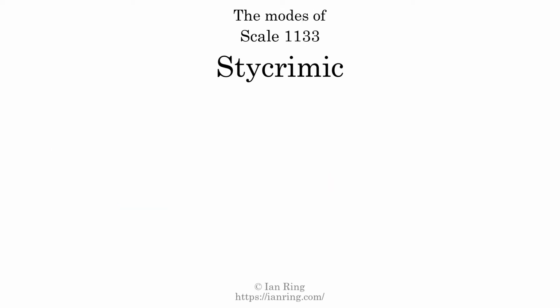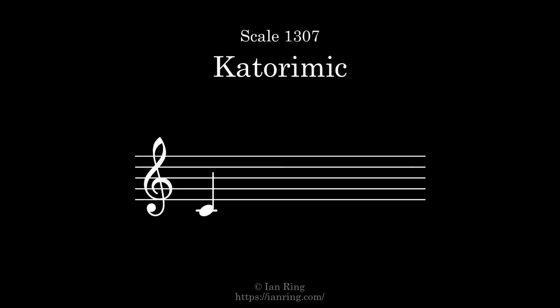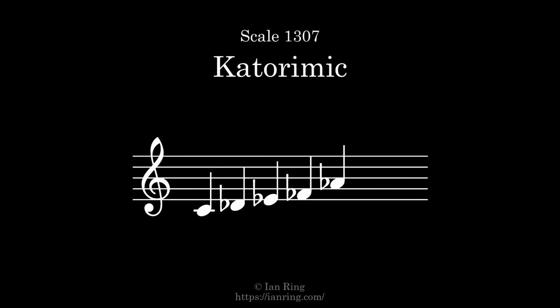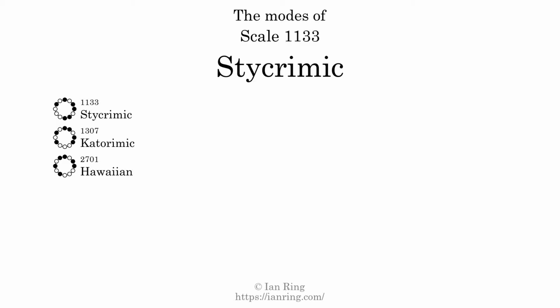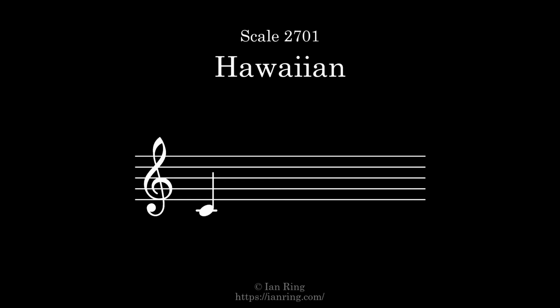This scale has 6 modes. The first mode is itself. The second mode is scale 1307, also known as Heteromorphisms. It sounds like this. The third mode is scale 2701, also known as Hawaiian. It sounds like this.